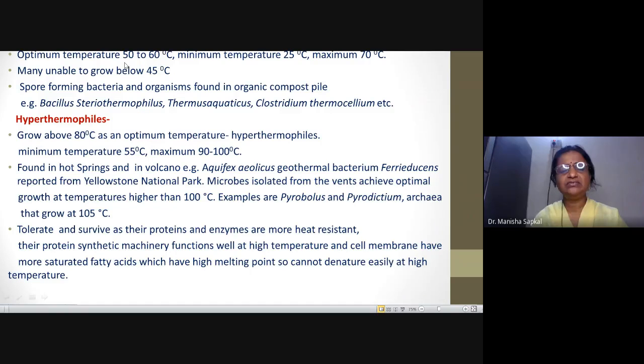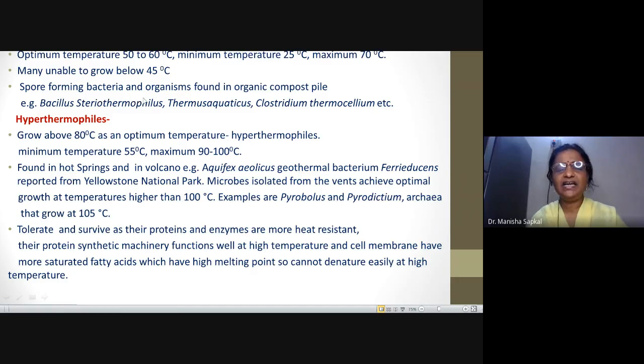Their optimum is very high, a temperature of 55 to 65 degrees Celsius. They will show their maximum growth there. Their minimum is 25 and their maximum is 70, or it may extend up to 80 or even 100. So 25 to 70 or 80 is the temperature range. Many are unable to grow at 45. Even a slight decrease below 45 will not allow the growth of thermophiles.